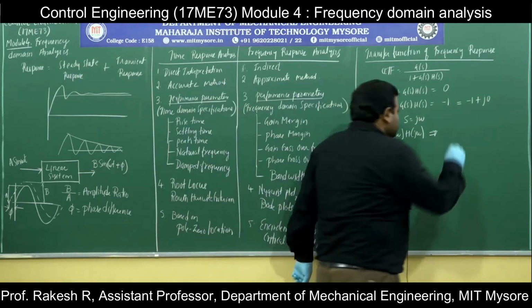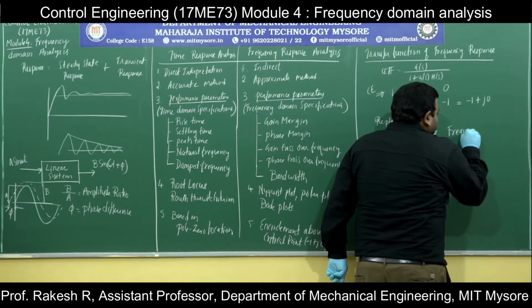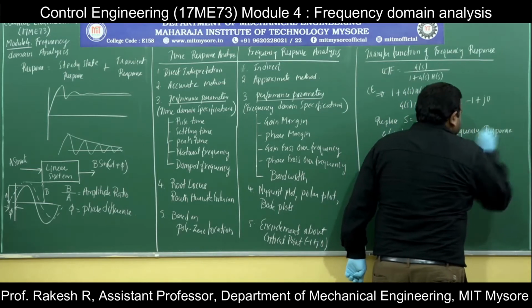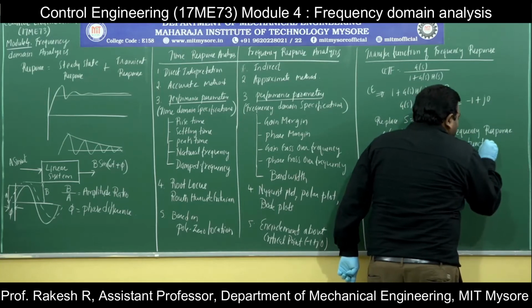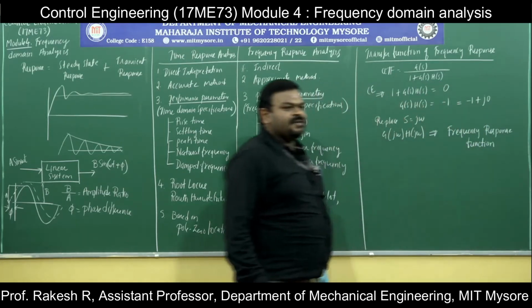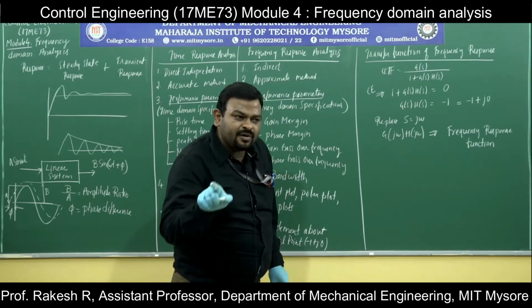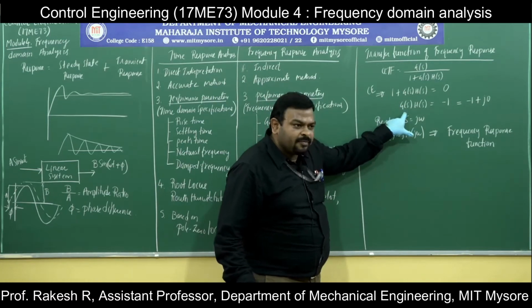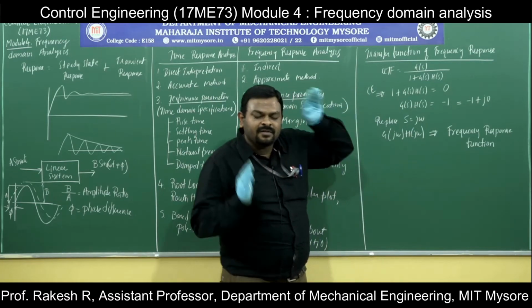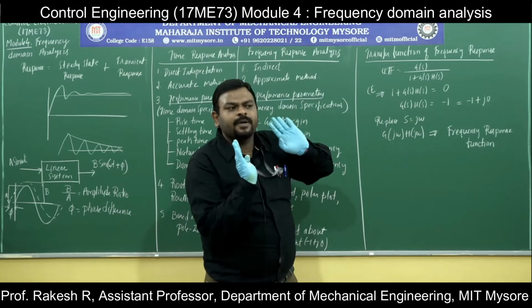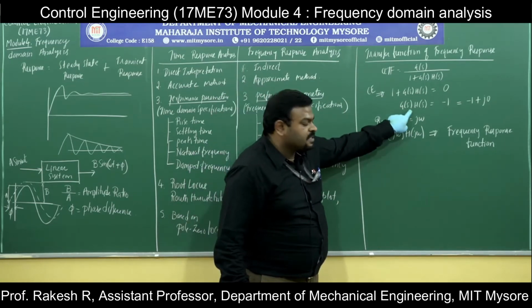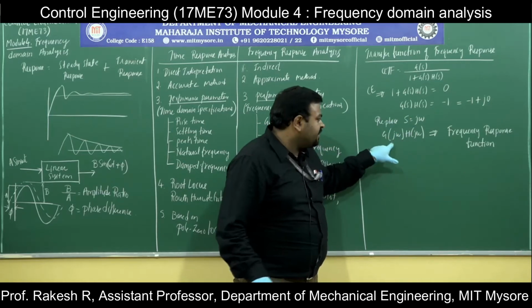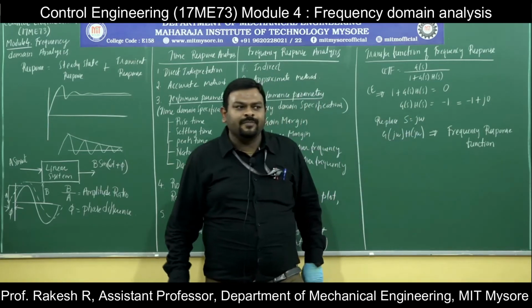This is called the frequency response function. Very important, frequency response function. How did you get the frequency response function? First, you have considered the open loop transfer function. In module 4, in a question, there should always be an open loop transfer function. For that open loop transfer function you have replaced s with j omega, then you got G of j omega into H of j omega.